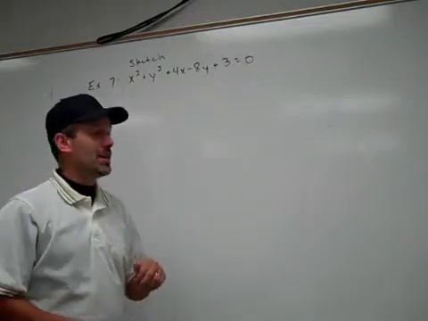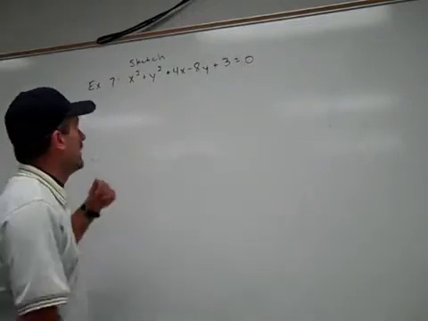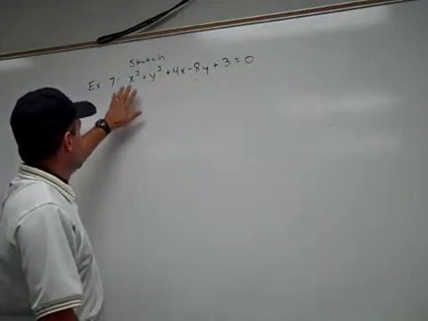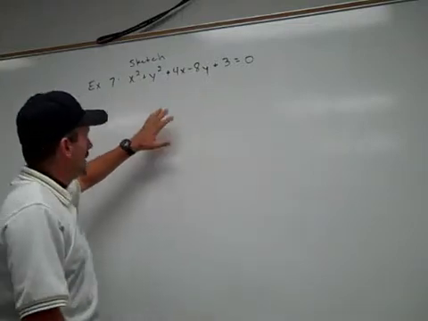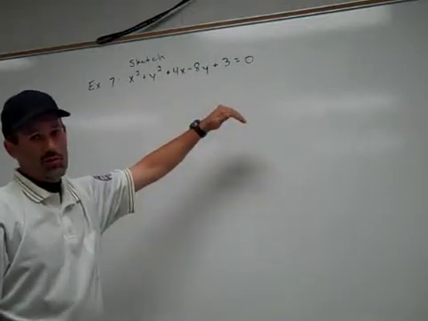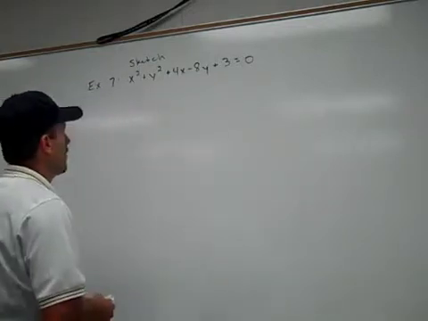Here in example 7, we can see probably one of the most challenging problems that you're going to have on your homework tonight. It's an equation that is given to us, and it actually is the equation of a circle. They'll tell you in this section that it's the equation of a circle, but it's not written in standard form for a circle. So our first goal is to rewrite this in standard form.